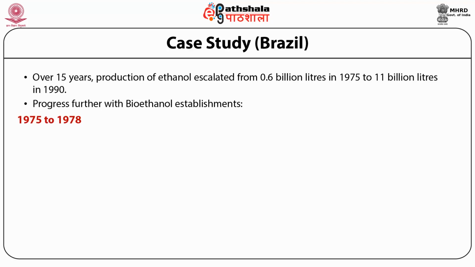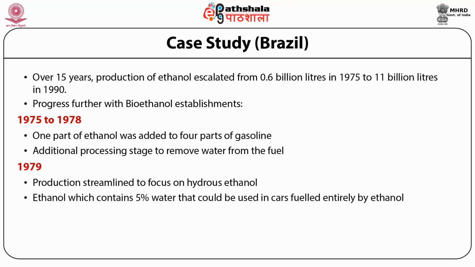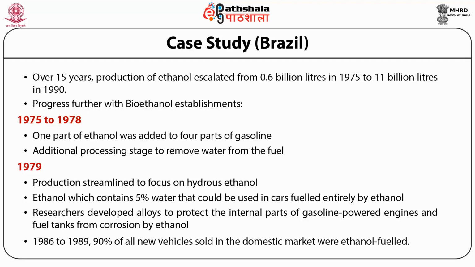In the period 1975 to 1978, 1 part of ethanol was added to 4 parts of gasoline. Additionally, a processing stage was added to remove water from the fuels. After 1978, production was streamlined to focus on hydrous ethanol, which contains 5% water and could be used in cars fueled entirely by ethanol. Further, researchers developed an alloy to protect the internal parts of gasoline-powered engines and fuel tanks from corrosion by ethanol. In the period 1986 to 1989, 19% of all new vehicles sold in the domestic market were ethanol fueled.